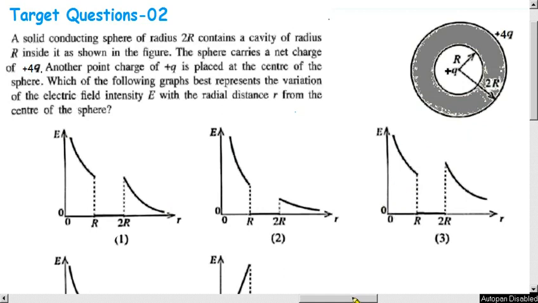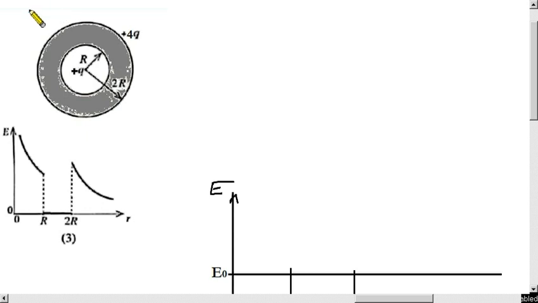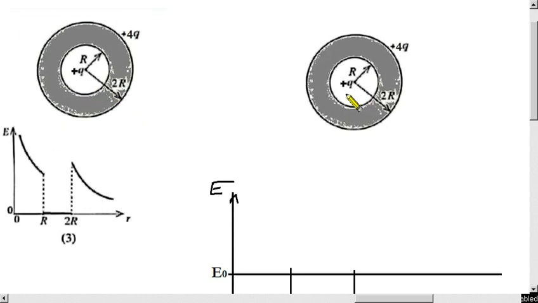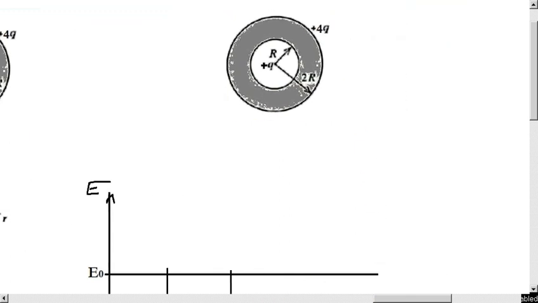Now I am going to start. Let us take a copy of this. So first, without this external charge, let us keep it aside. Without that, let us get the graph for this inside positive q.